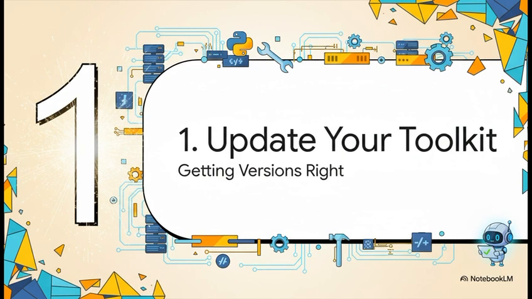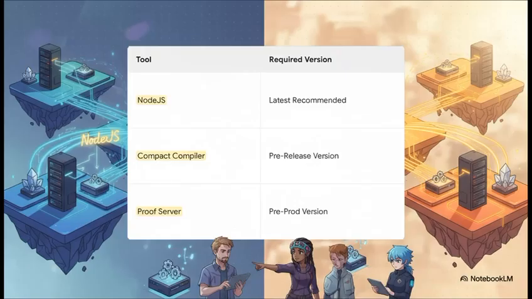First things first, before you even think about touching a line of code, the absolute #1 step is making sure your entire development toolkit is on the right versions. This is absolutely crucial. Every part of your stack has to be on the right version, or they just won't work together. We're talking Node.js, the new pre-release of the compact compiler, and the pre-prod version of the proof server. A version mismatch here is probably the most common reason for failure, so getting this right from the get-go is going to save you a ton of headaches.